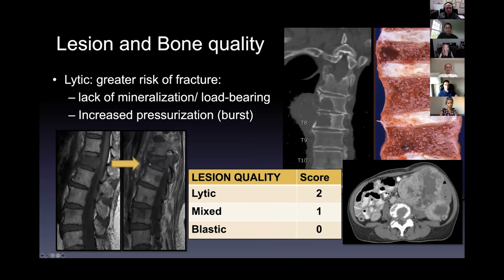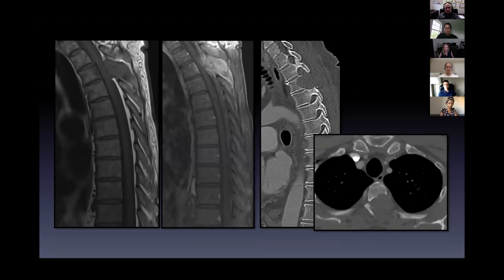Things will collapse and cause osseous canal stenosis with pathologic fractures more quickly. If they're lytic, that gets a higher number of points than blastic, which gets none. And I'm going to skip through these quickly.